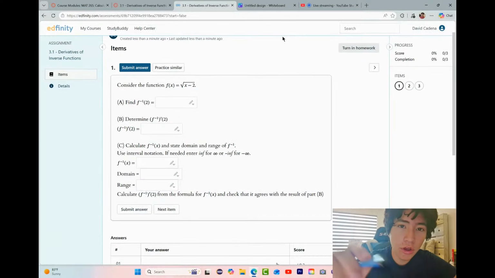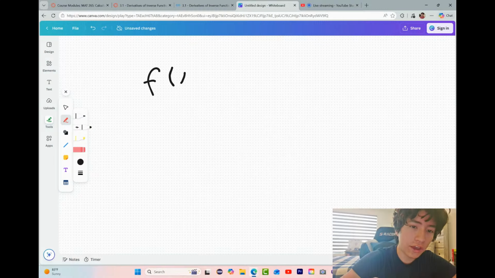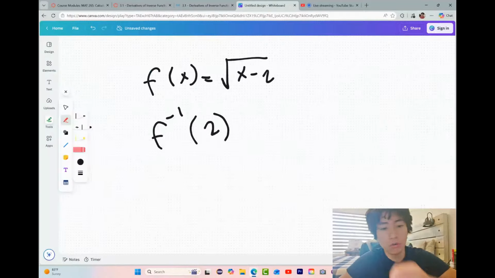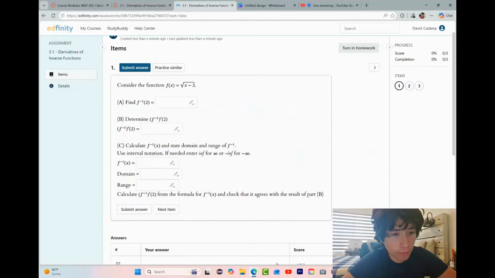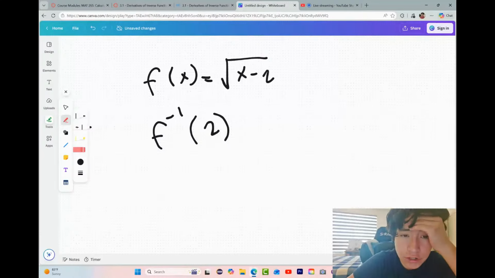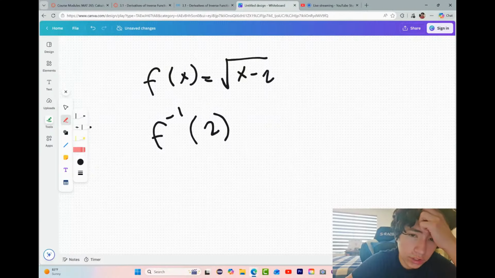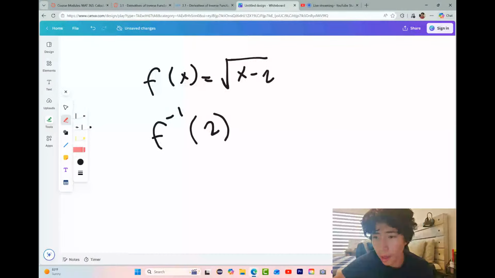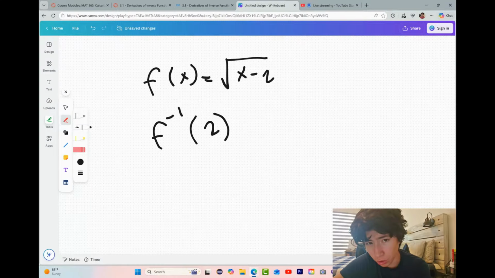So we have to consider the function f of x equals the square root of x minus 2. And we need to find f inverse of 2. Oh, so it's not even asking us for a derivative yet. Gotcha. Cool. So f inverse of 2. We need to solve for x, I'm guessing, right? We know that f inverse of y is going to equal x.